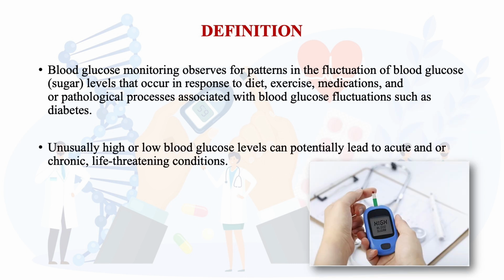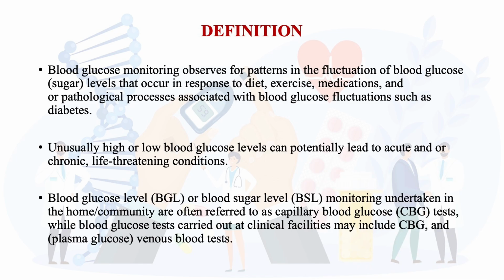Usually, high or low blood glucose levels can potentially lead to acute or chronic life-threatening conditions. Blood glucose level or blood sugar level monitoring undertaken in the home or community are often referred to as capillary blood glucose tests, while blood glucose tests carried out at clinical facilities may include capillary blood glucose and venous blood tests. Types of blood samples: capillary blood or venous blood.